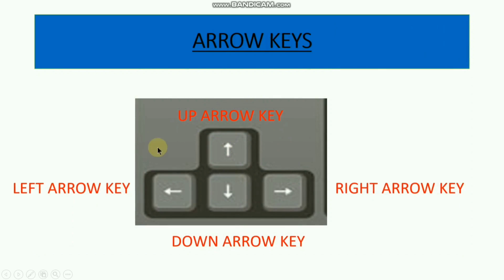Arrow keys. There are 4 arrow keys on the keyboard. These keys are also called the cursor movement keys. This is up arrow key, which is used to move the cursor up. This is down arrow key, which is used to move the cursor down. And this is left arrow key, which is used to move the cursor to the left. This is right arrow key, which is used to move the cursor to the right.